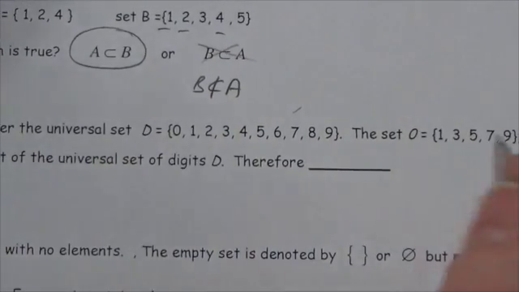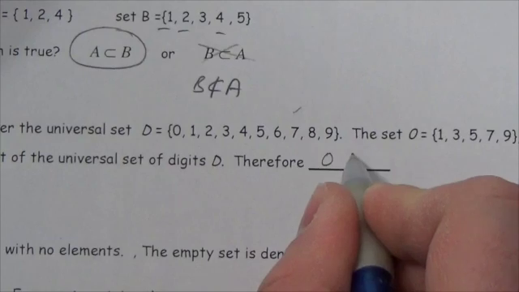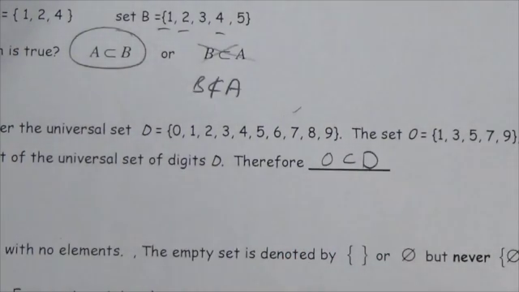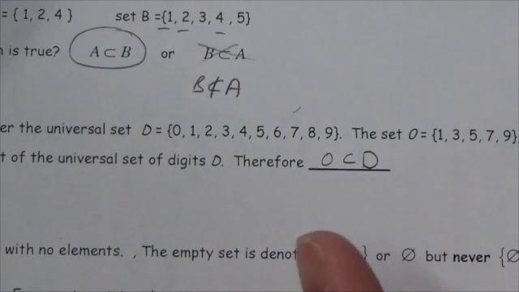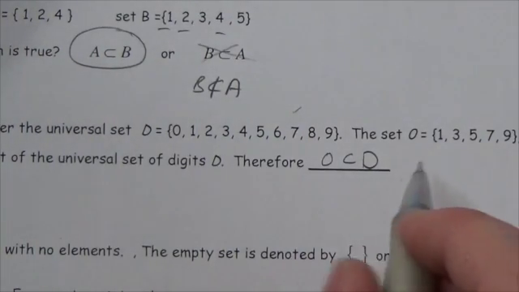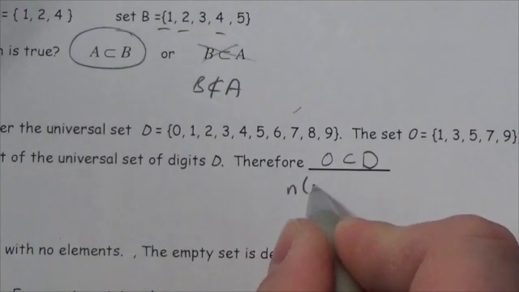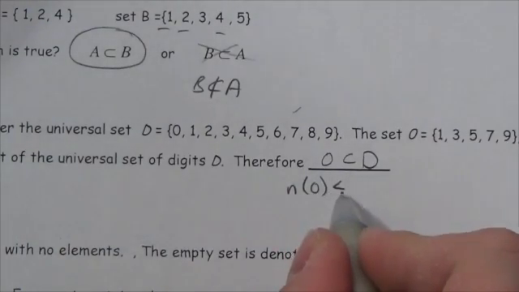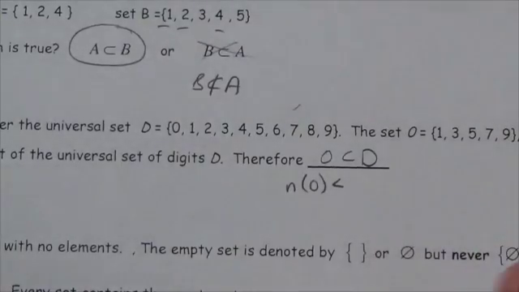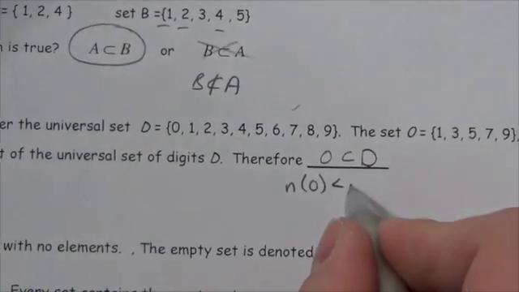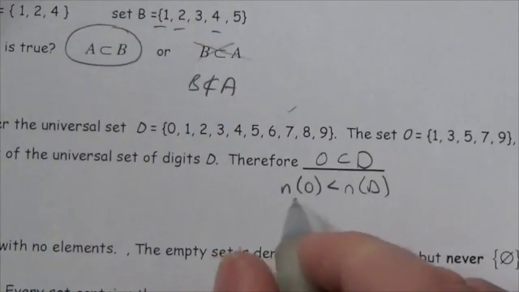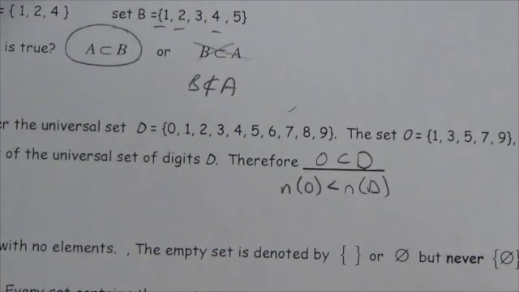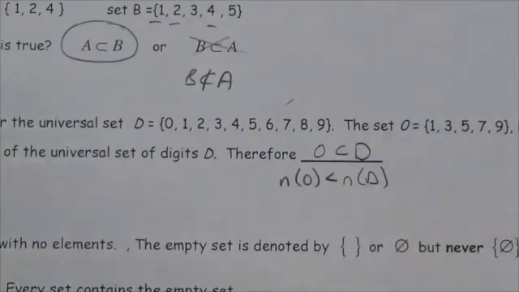Therefore, we might write that O is a subset of D. Also, we would know that the number of elements in O is going to be less than, or it could be less than or equal to, because there's an argument to be said that a subset could be the same size here. But anyway, the number of elements in O is less than the number of elements in D, the universal set. There's a couple of things you could write out there, but that's what we're getting at here. This is the universal set, and that's a subset of it.